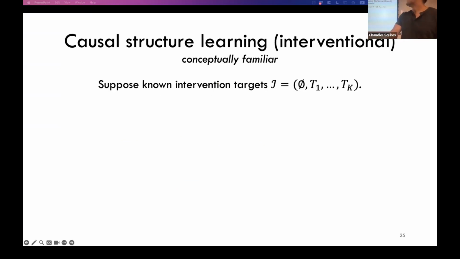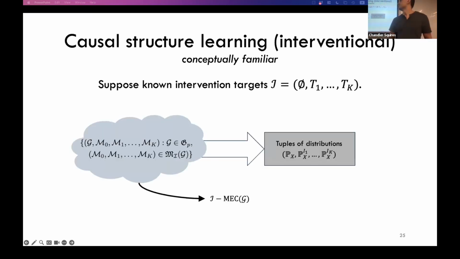One way to improve the identifiability is to start off with the case of known intervention targets. So we have this list. We know that we've intervened. I'm always going to include the empty set so that we have some observational data. And we know we've intervened on targets T1 in the first intervention up through TK in the kth intervention. So this is a little more complicated looking now, but the set of models that we're going to be considering are these tuples, the graph.